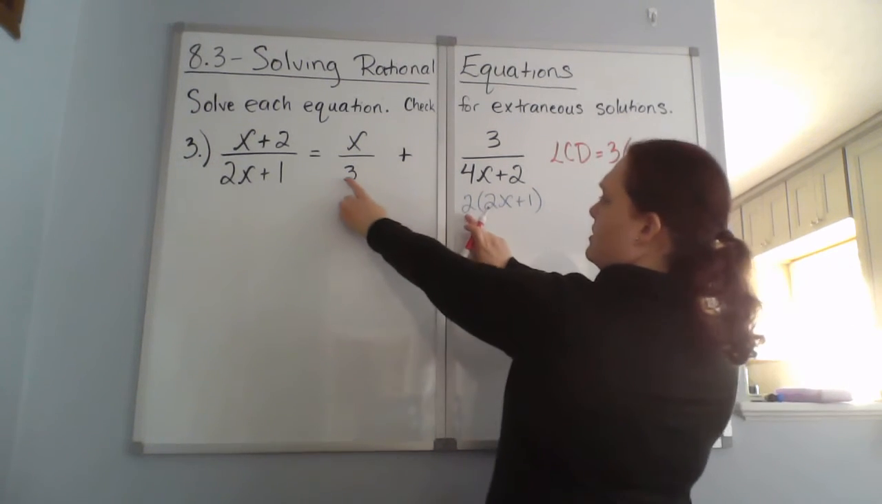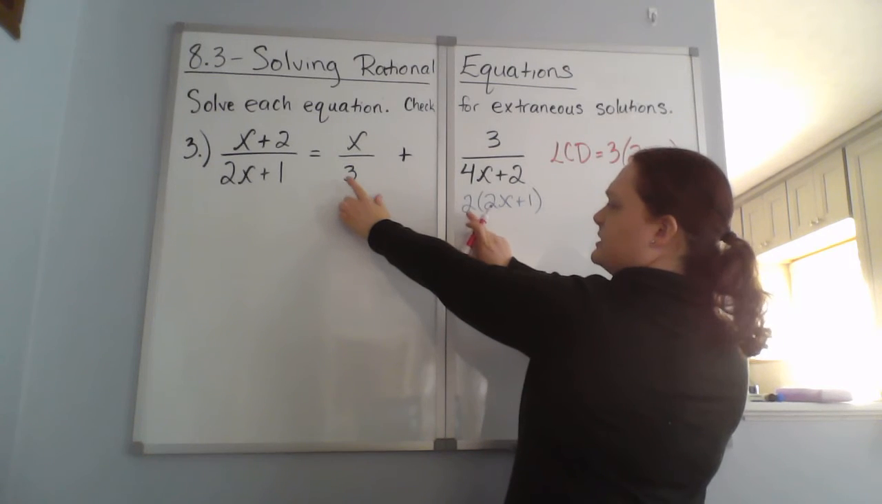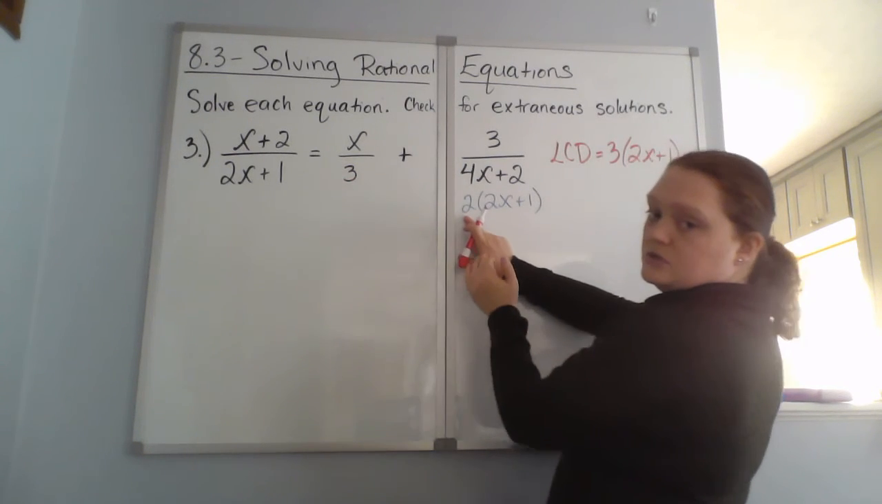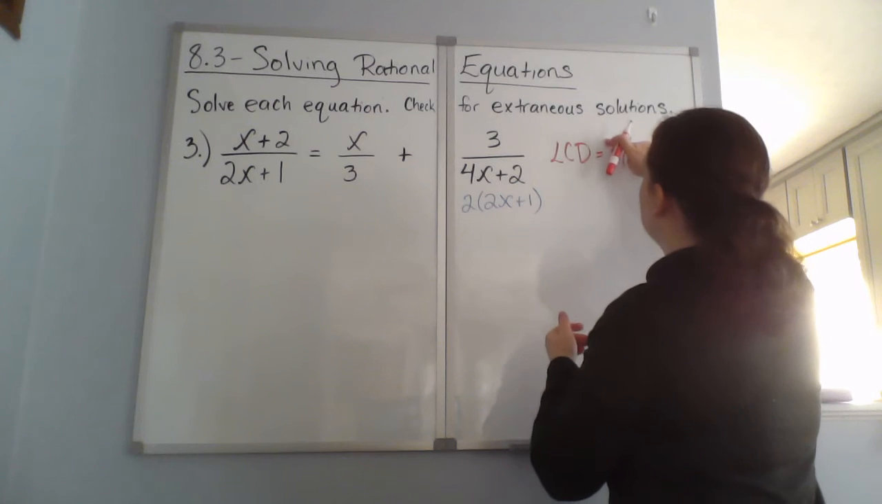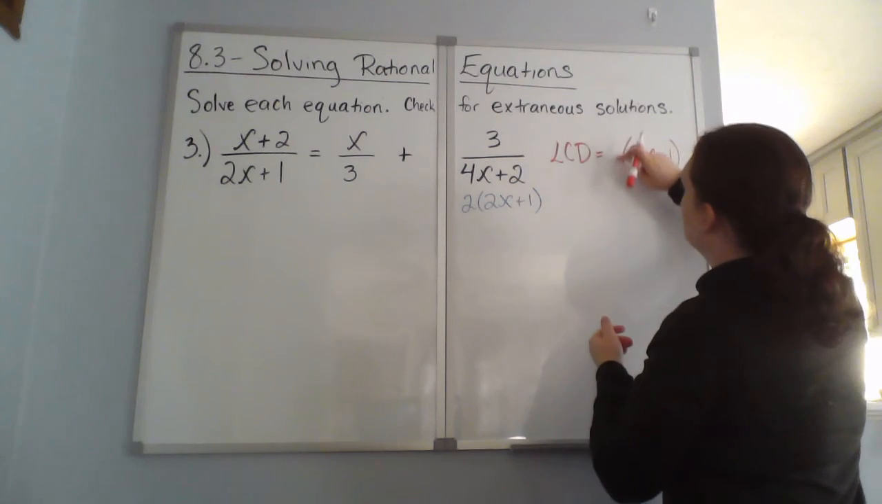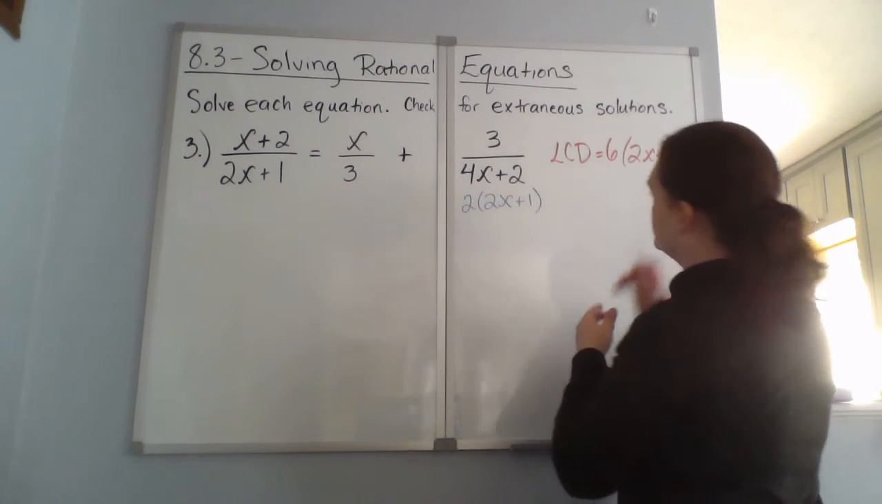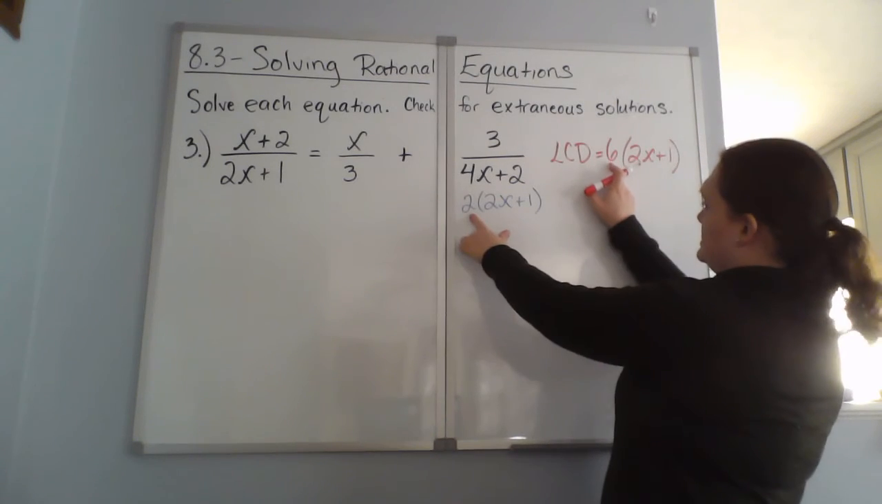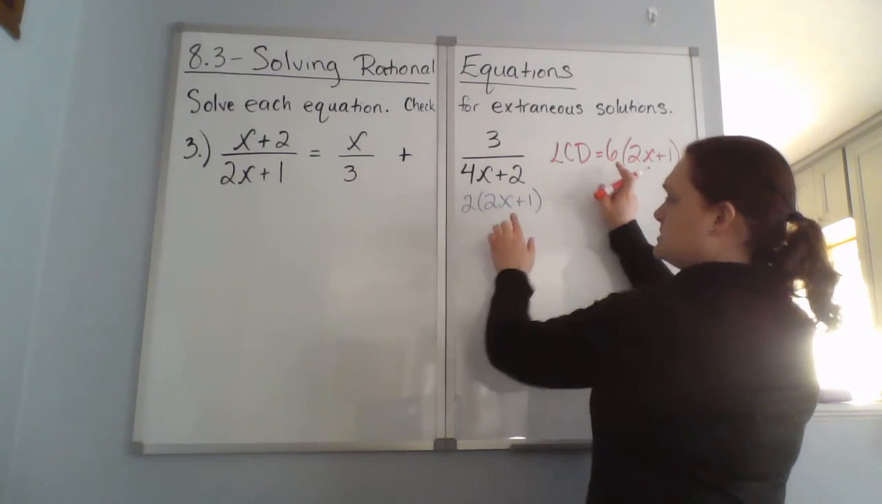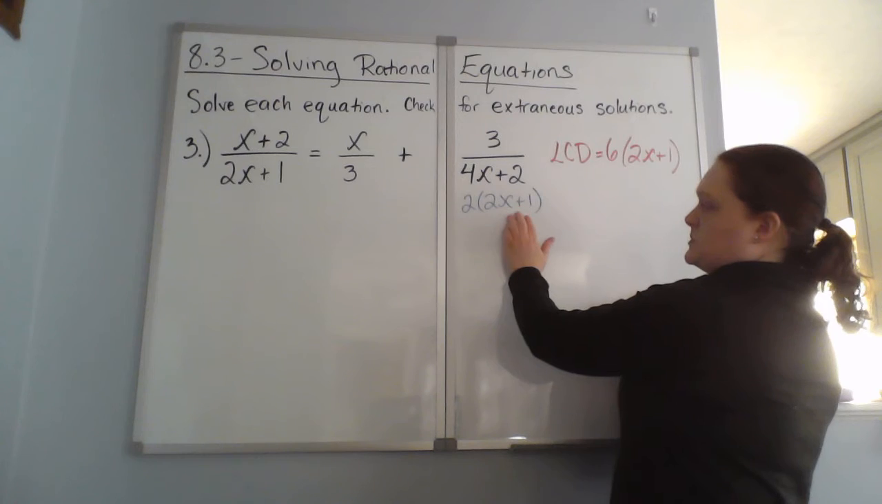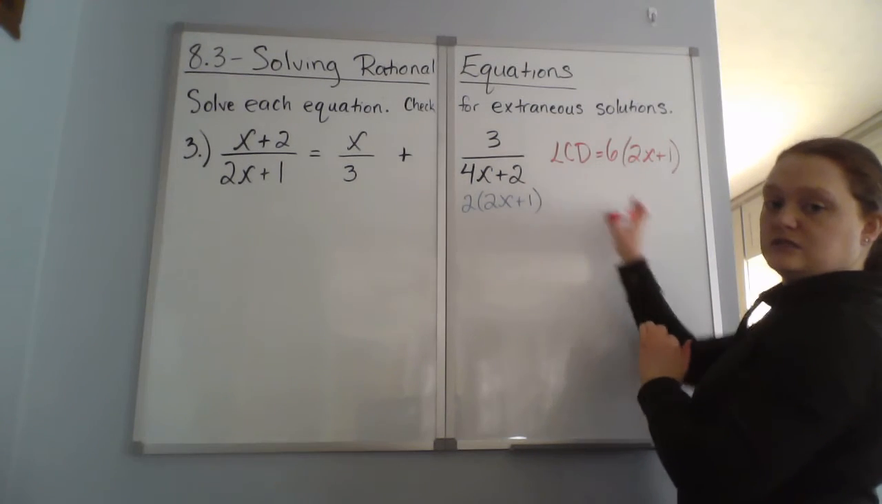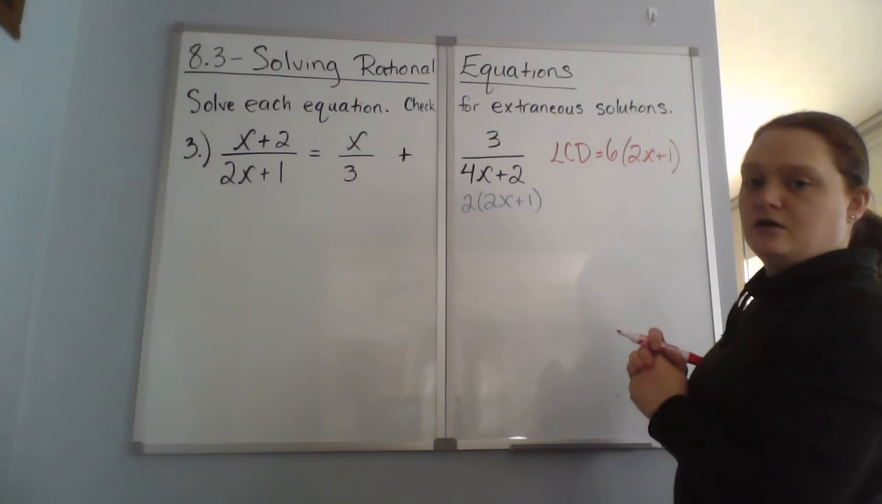If you think about the monomials, the 3 and the 2, what's the LCD for 3 and 2? Those both go into 6. So I'm actually going to erase this 3 and replace it with a 6, because the 2 will go into the 6, and the 3 will go into the 6. The only thing left now is this 2x plus 1, but it's already there. So this is our least common denominator.